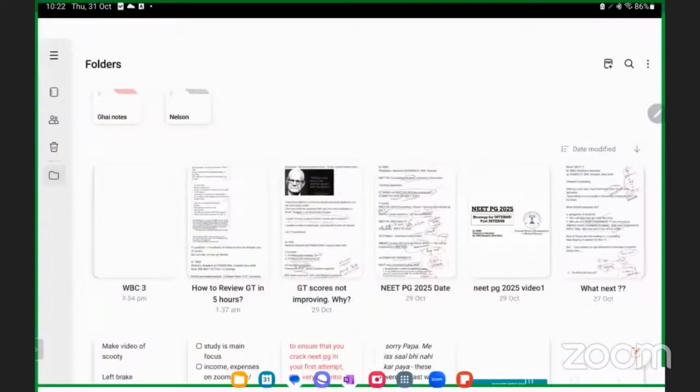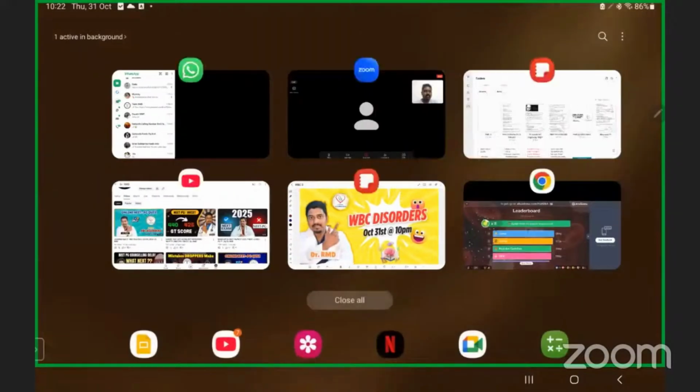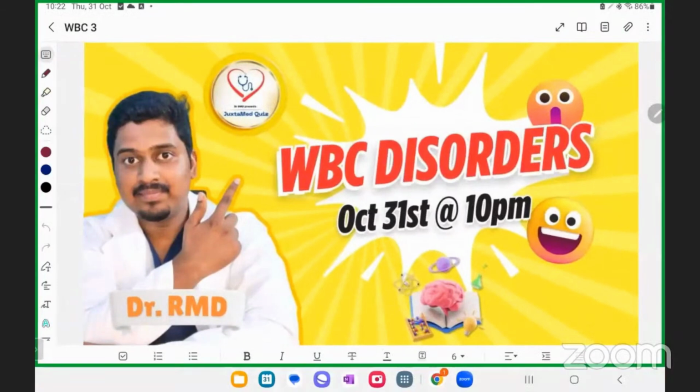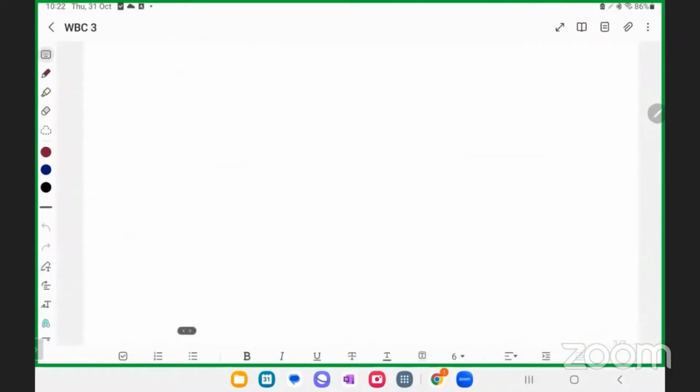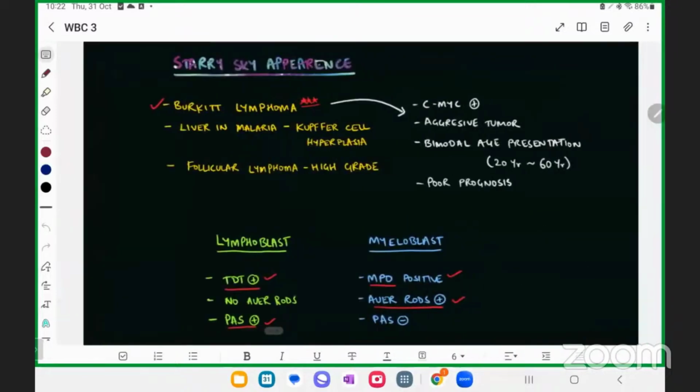So let's give you a small review of what you saw today. Over to you, Rupal. Right. So guys, today's topic was WBC disorders. And in the second question, it was Burkitt's lymphoma. I think everyone got it right, so I need not explain much. If you still want it, just let us know in the comment. Otherwise, do you want me to skip it?